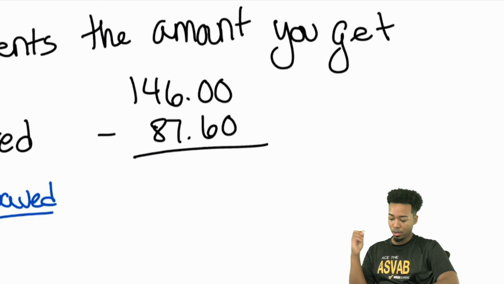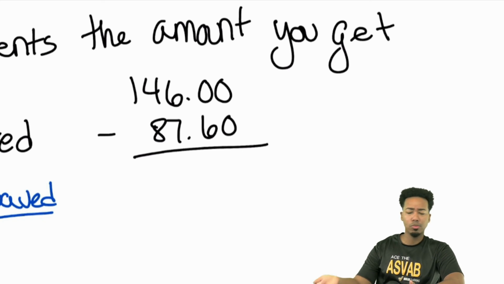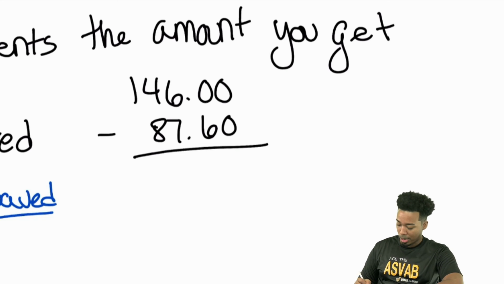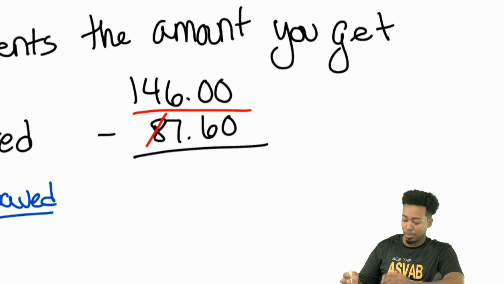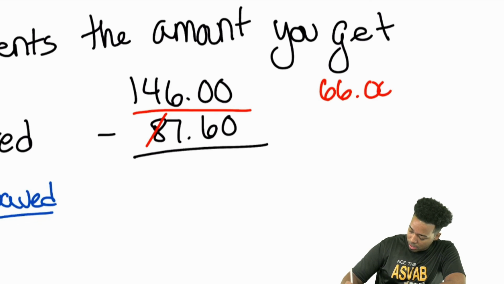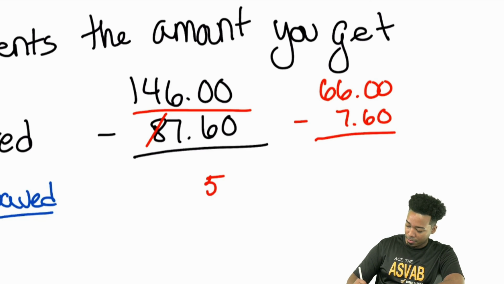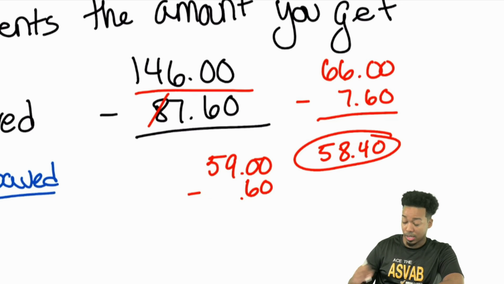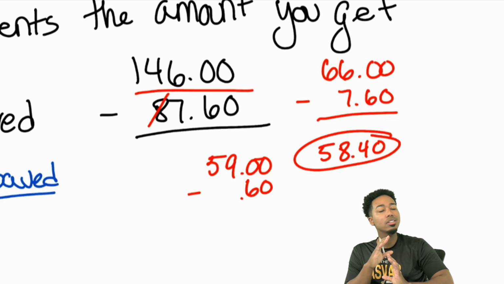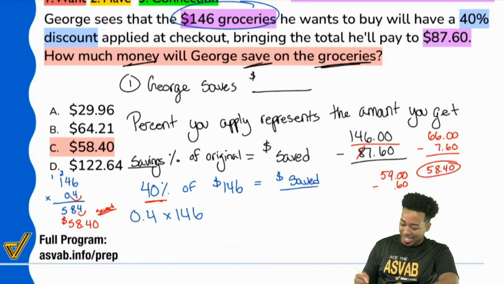Now, instead of doing it straight up and borrowing ones and all that jazz, you can simply go ahead and just subtract one place value at a time. What I mean is, if I take 146 and subtract 80, well, 14 minus 8, that's going to be 6. So that's 66 minus 7, 60 cents. 66 minus 7, that's going to be 59, minus 60 cents. And then lastly, take away 60 cents, that's $58.40. You can do that in your head mentally super fast. And I just showed you how to do it. So either way, you'll get the same answer.